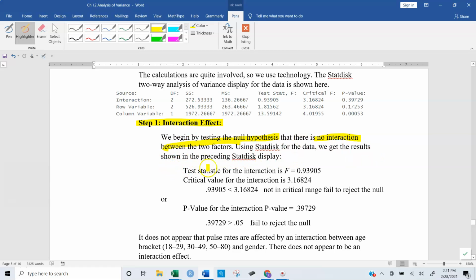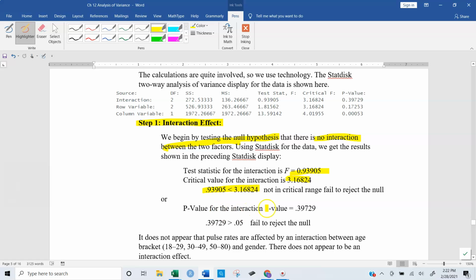Okay, so we get the results, and the F statistic is 0.9. 0.9 is less than this. It is not in a critical range. We fail to reject the null. Okay, so since our null was there was no interaction, we fail to reject that, so there is no interaction, which is good. We can continue.